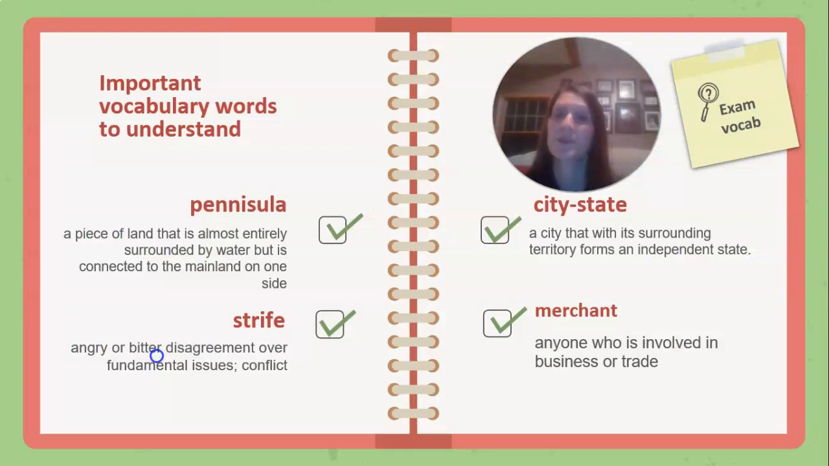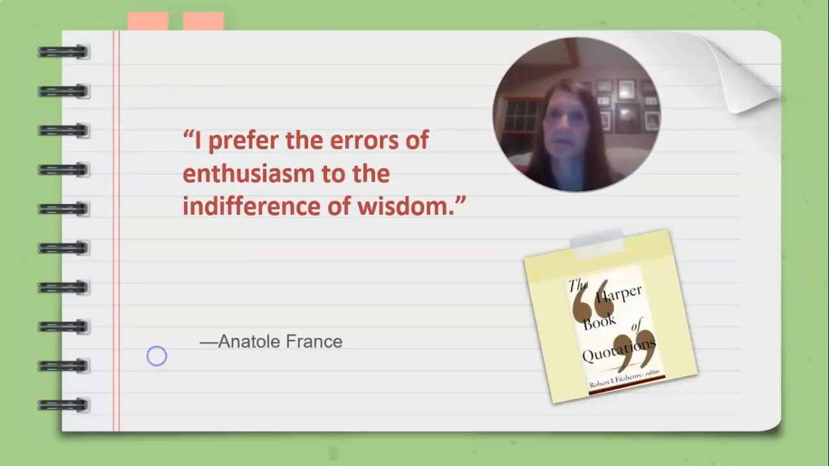Important vocabulary words to understand. Peninsula is a piece of land that is almost entirely surrounded by water, but is connected to the mainland on one side, kind of like if you think of Florida, how Florida juts off. Strife is an angry or bitter disagreement over fundamental issues or conflicts. A city-state is a city that, with its surrounding territories, forms an independent state. And then a merchant is anyone who is involved in business or trade. We typically think of merchants as store owners, places we can go to purchase things.